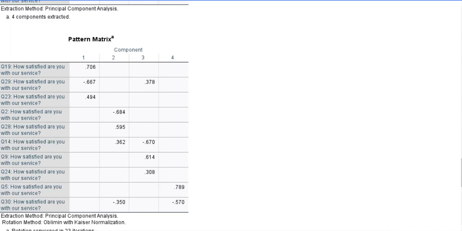Jumping up to the pattern matrix, we're going to take a look at the numbers. If there's any number above 0.3, that's significant, but we want to group the highest significant numbers. For example, we look at these first 3 numbers in component 1, and we would group these together because they're over 0.3.